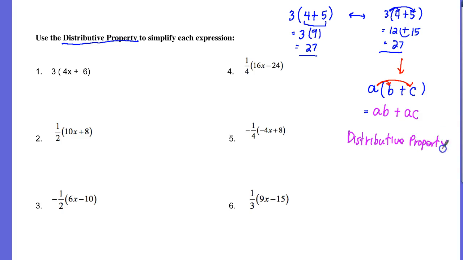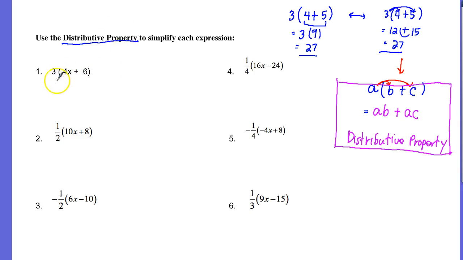This is the distributive property over addition because you have addition over here. So remember, when you have a number outside and then you have a quantity, you can simplify that by distributing the number outside to each of the terms inside. All terms, not just the first one. So this is how we will apply the distributive property to simplify these problems here. Okay, so let's do it.